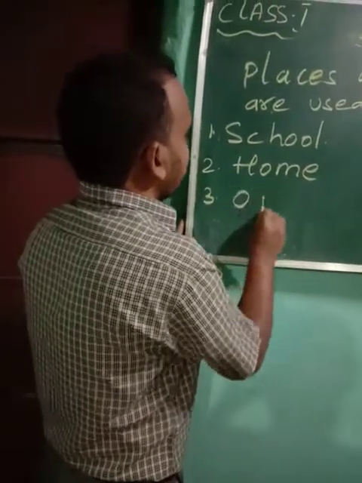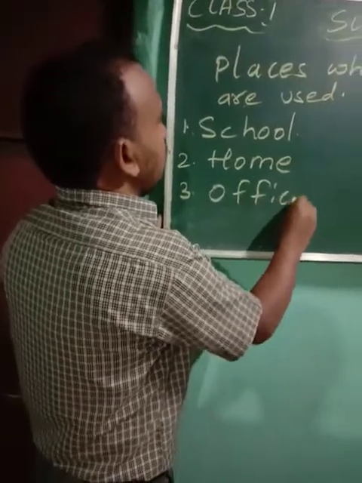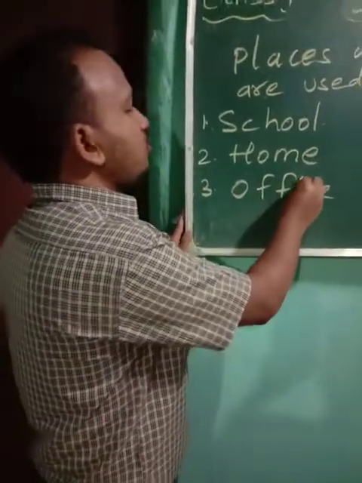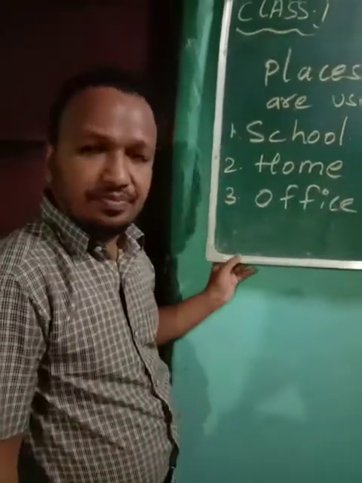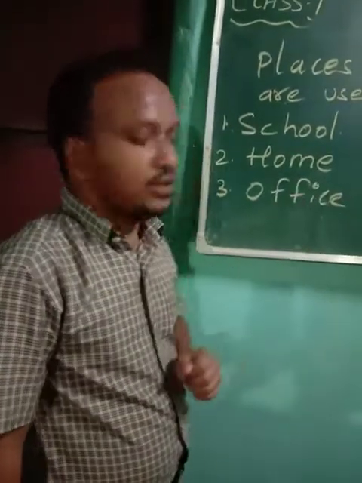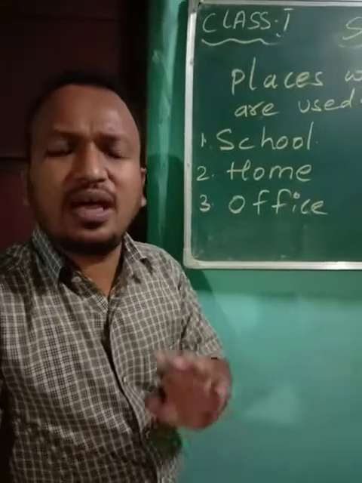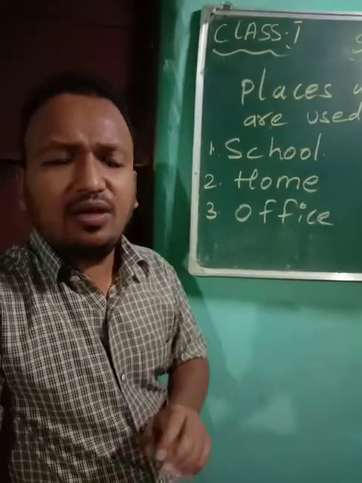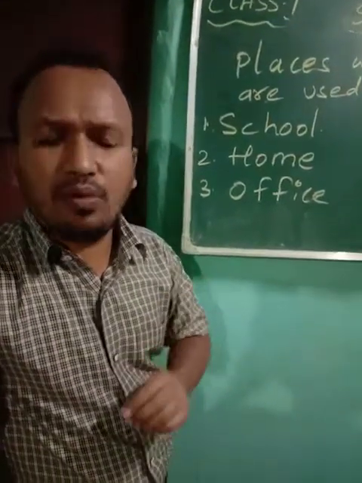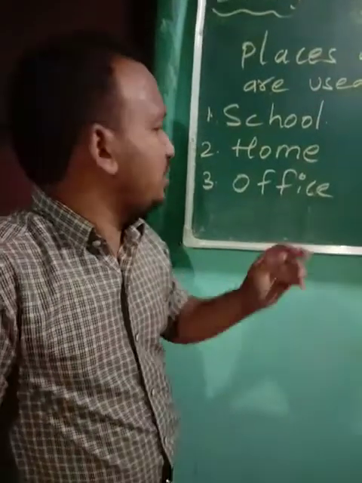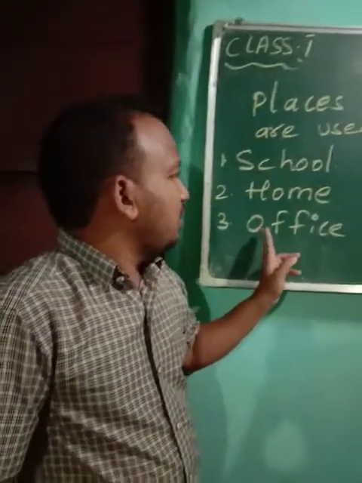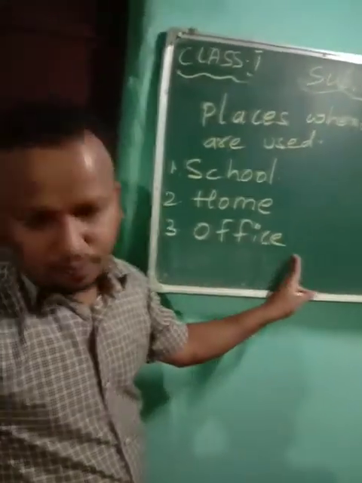Next, in the office also people are using a computer. In the office people use a computer for doing their work, for typing a letter, for making a project report. So many things are done with the help of a computer in the office.